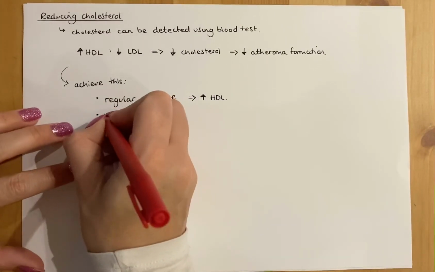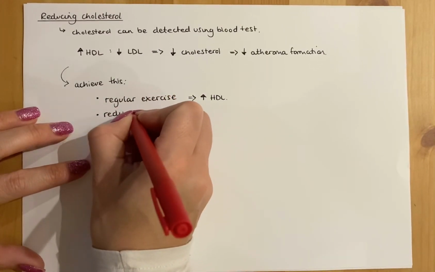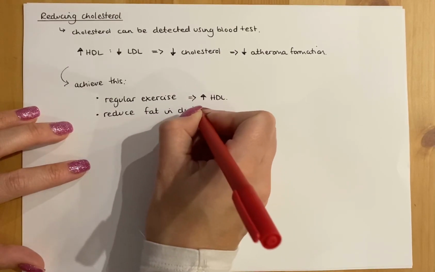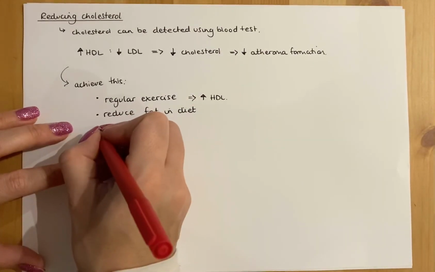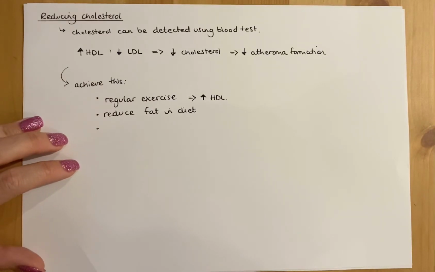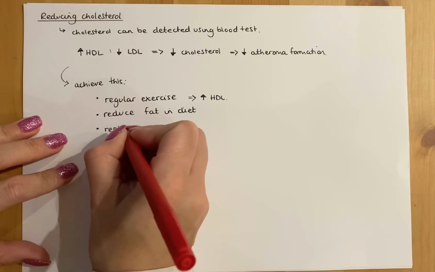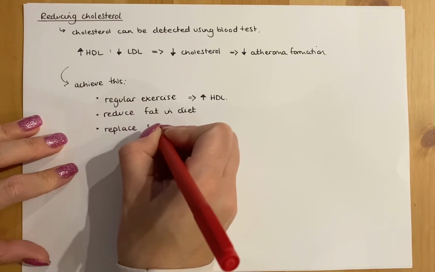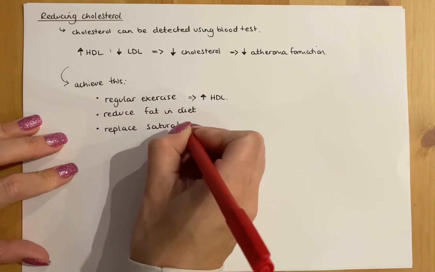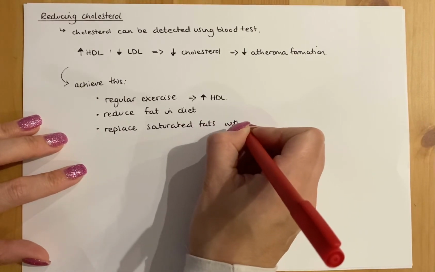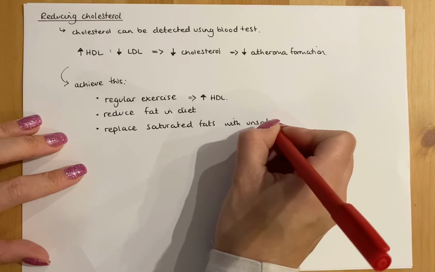You can also reduce total fat in the diet, because if you reduce fat in the diet, then therefore you would reduce cholesterol. Now your body still needs fat in your diet, so therefore what you can do is replace the saturated fats, which are the ones that tend to link to cholesterol levels in the blood. So replace those saturated fats with unsaturated ones, as they're the healthier ones for your diet.